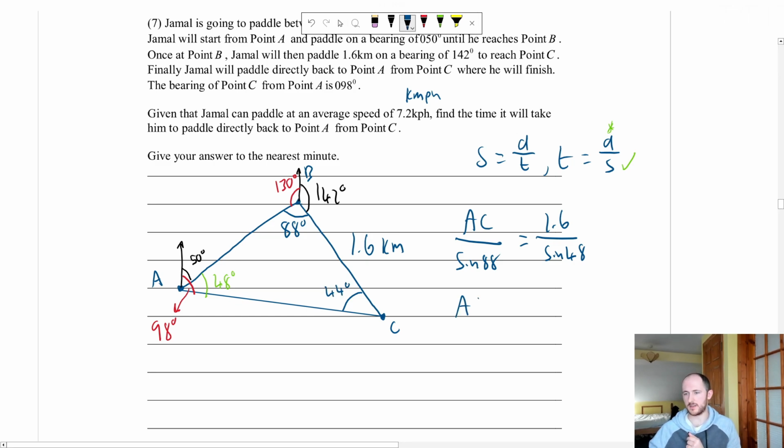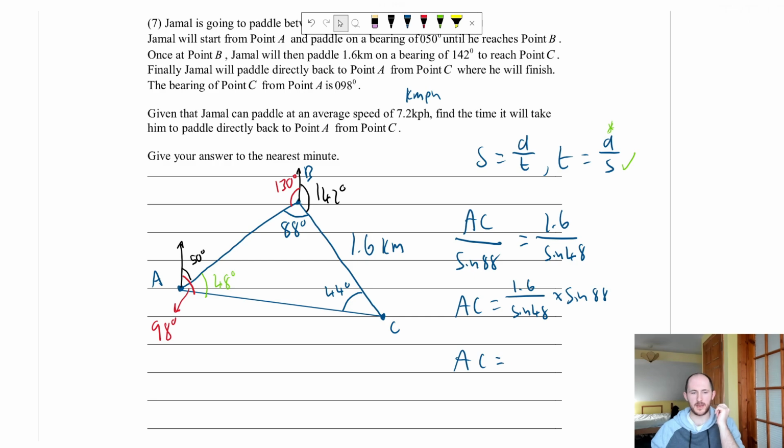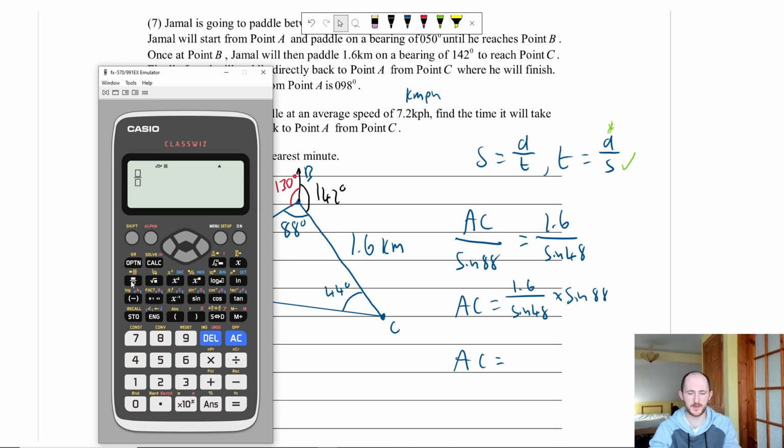And then that means AC is just going to equal 1.6 over sine 48 times sine 88. Not gonna lie, this paper so far is probably one of the trickiest ones that I've done. So that's fun. And then we can just use our calculators to work out this value. But yeah, it's definitely one of the harder papers. 1.6 over sine 48. There we are. Multiplied by sine 88. We don't need to use brackets in this case because the actual order doesn't really matter to an extent. We get, I'm going to call it, 2.15 kilometers.